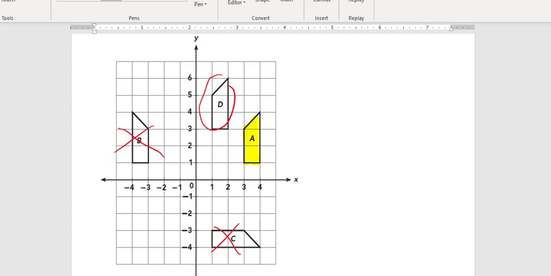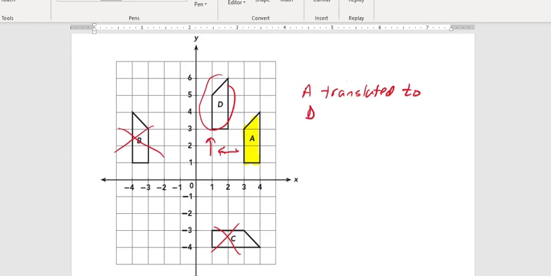Hopefully you can tell that this looks like it was shifted to the left and then shifted up. So D. Here we would say that A translated to D.